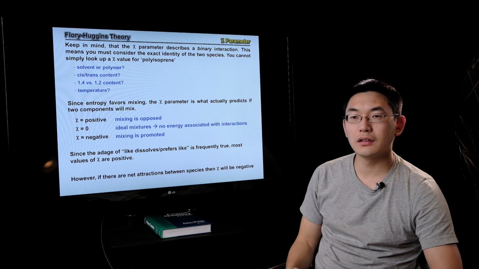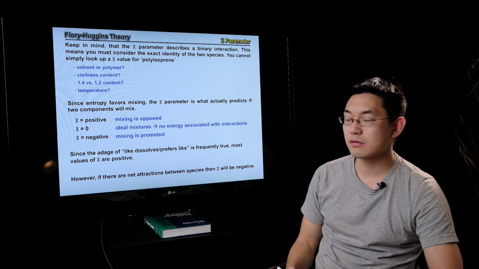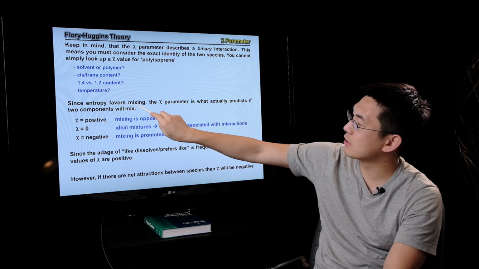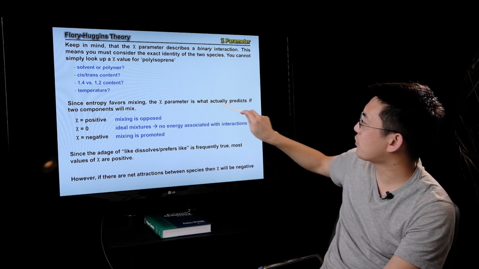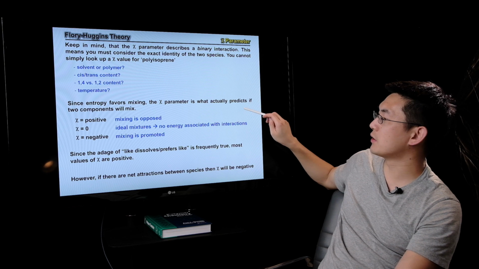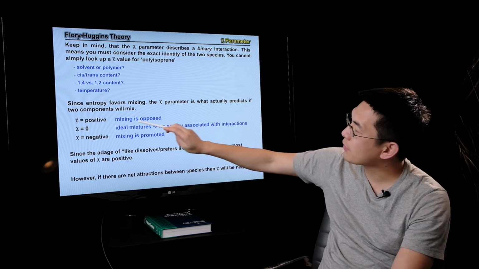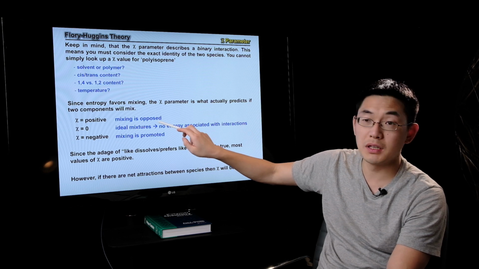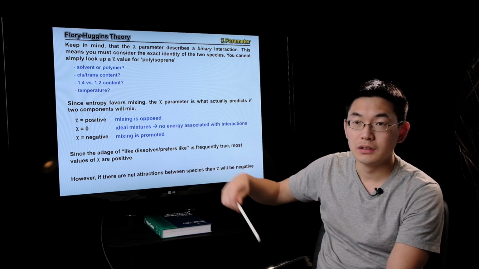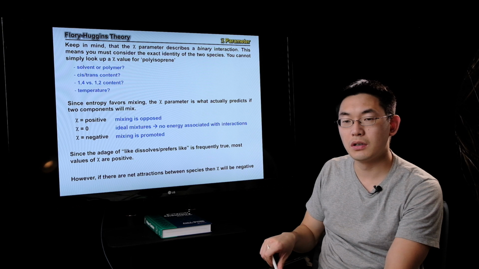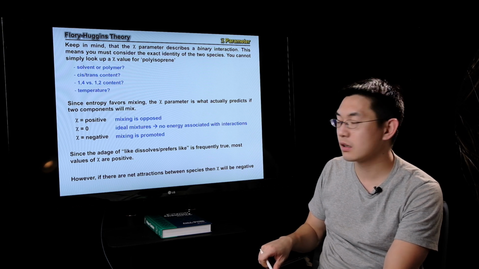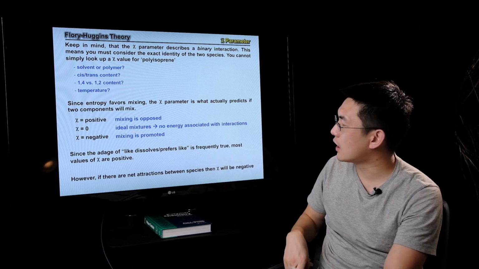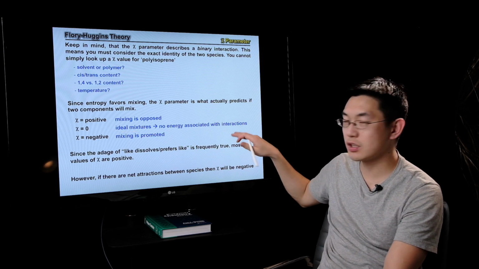There is one consequence of chi that is quite obvious: in Flory-Huggins we know entropy always favors mixing. But the chi parameter actually determines if two components will mix. If chi is positive, which is likely the case most of the time, mixing will be opposed, where the Flory-Huggins theory tells you a lot of two species may not like to be mixed. And when chi equals 0, that means it's an ideal mixture. There's no energy associated with the interaction.